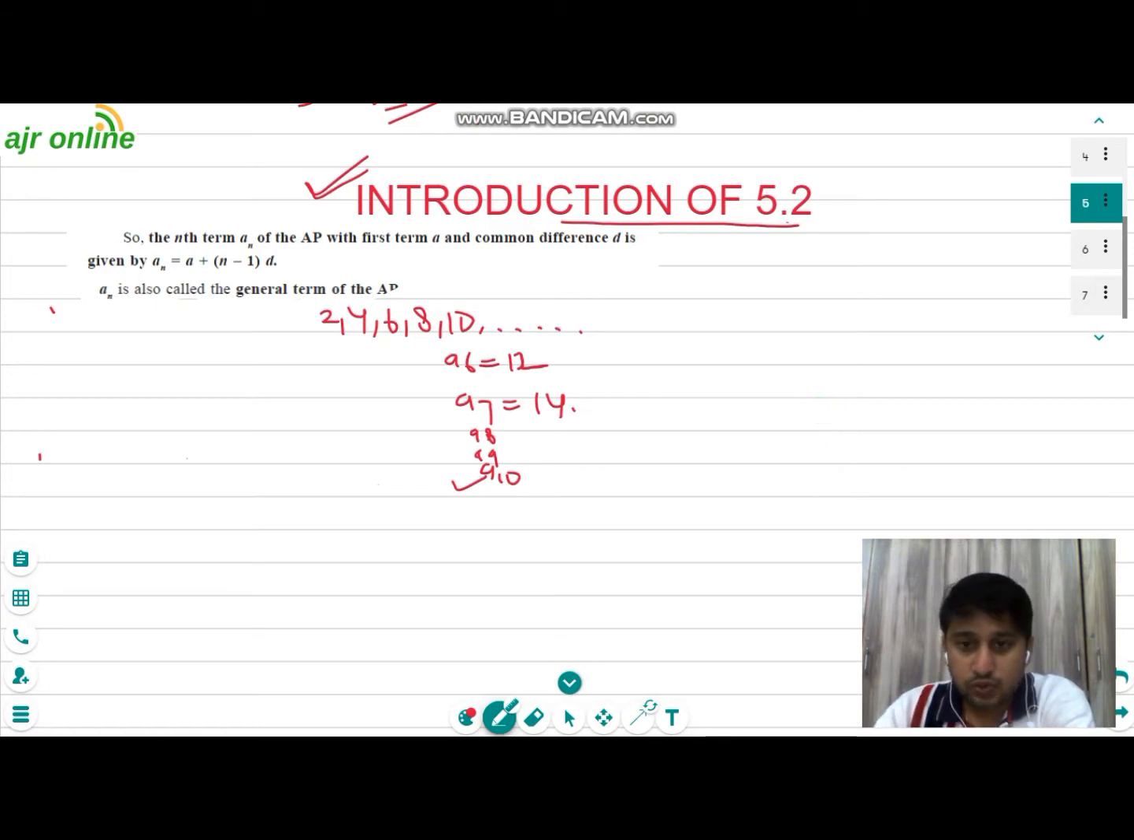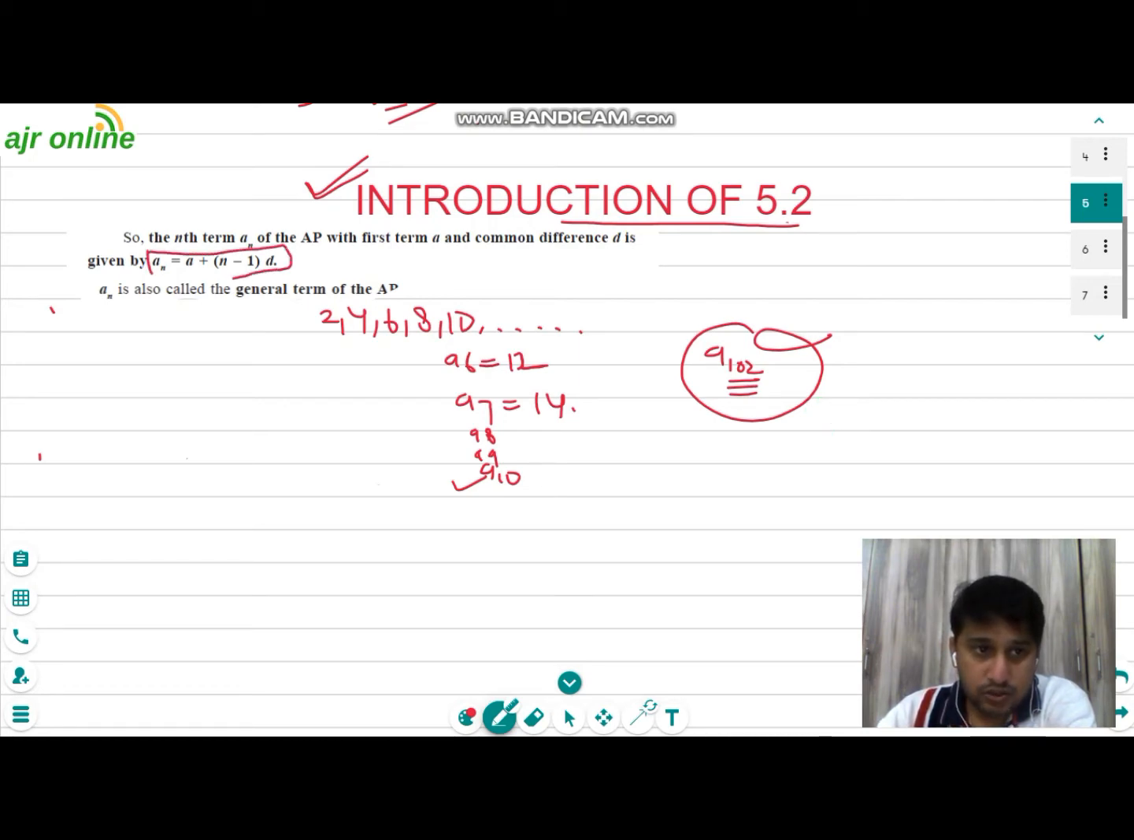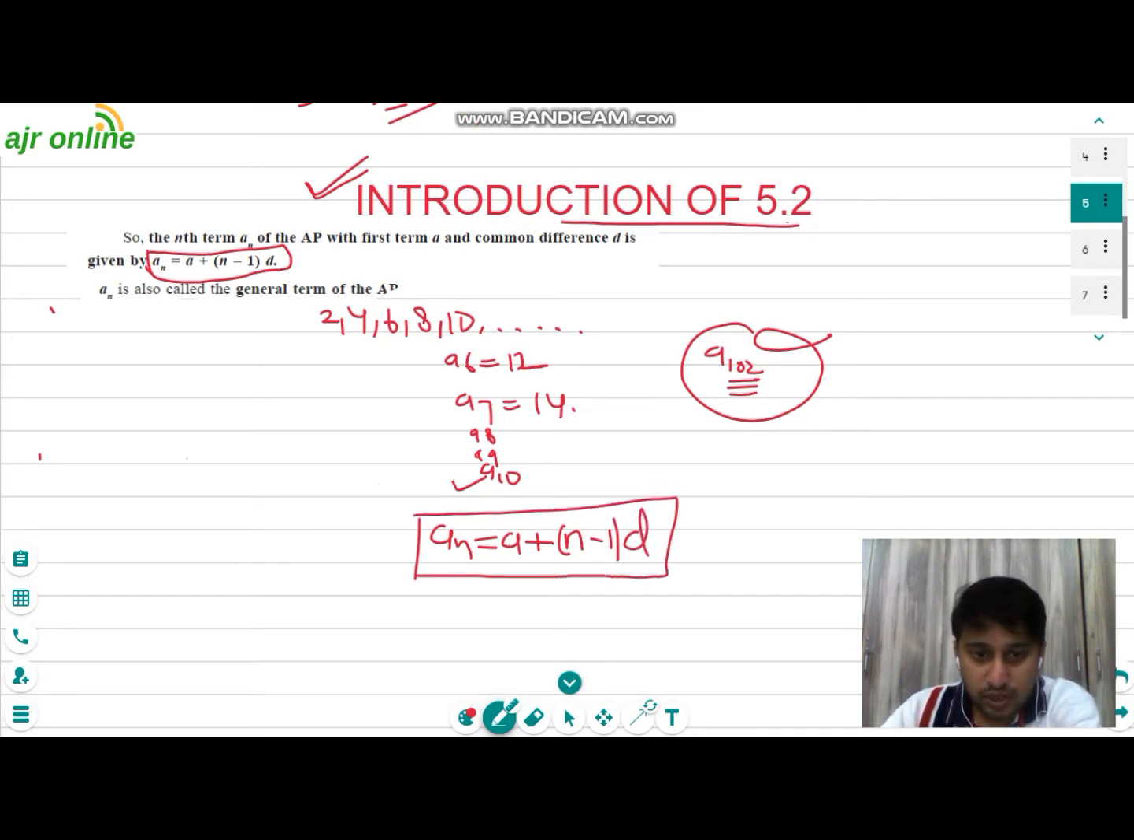But what if I say find its a102, the 102nd term? Then what will you do? Of course, there has to be a formula for finding any term. So the formula is an equals a plus (n minus 1) into d. This is a very important formula, and all of you must remember it.